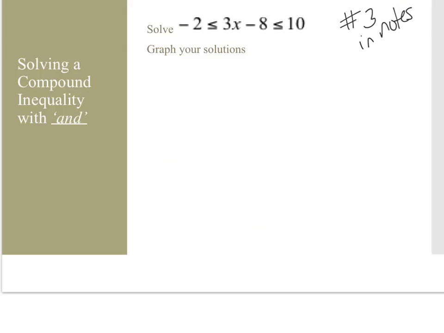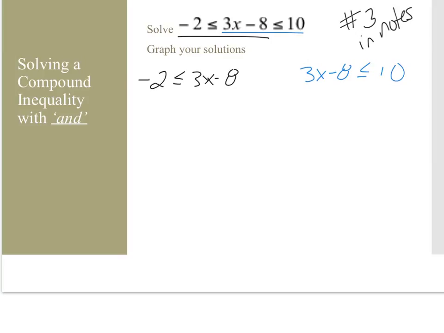And let's try one. Feel free, if you're feeling confident, to go ahead and pause this video and try this problem. But like previously, I'm going to look at two separate problems. The first one is going to be -2 is less than or equal to 3x minus 8. Then I'm also going to look at 3x minus 8 less than or equal to 10. I'm going to solve both individually and then put them together. This is a compound inequality.